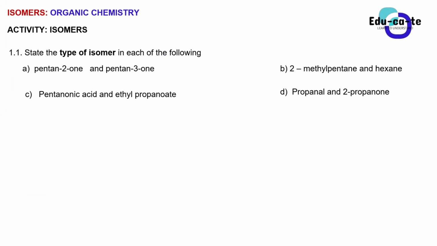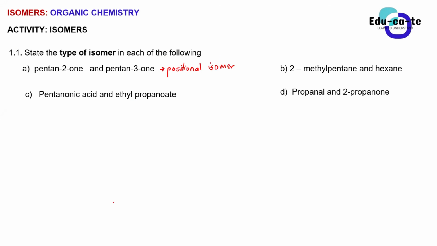So the first pair that you're given is pentan-2-one and pentan-3-one. What type of isomers did you find them? Positional isomers. Yeah, so these are positional isomers. Do you guys need me to write the structural formula, or can you identify from the name? Identify from the name, sir.